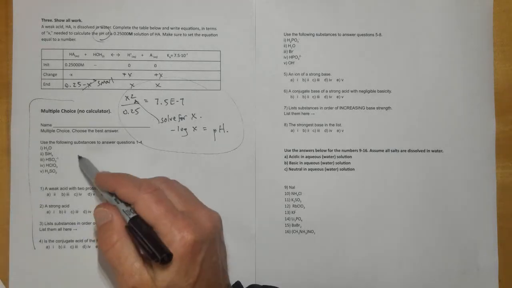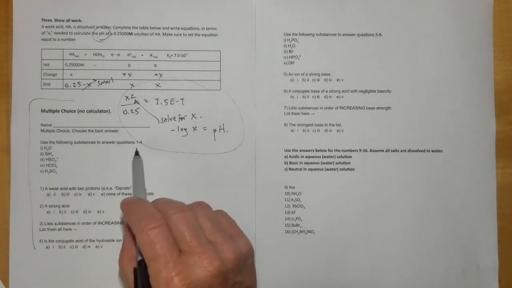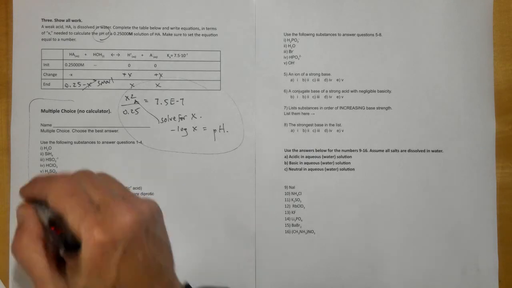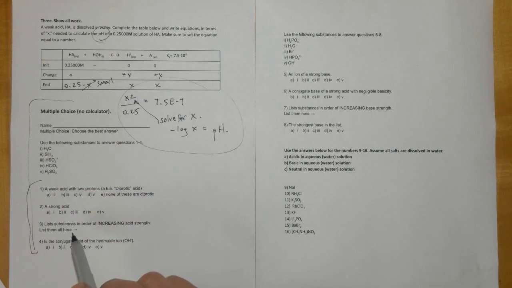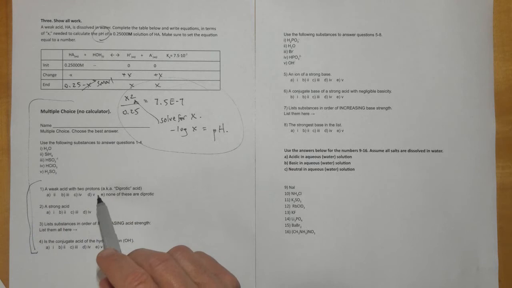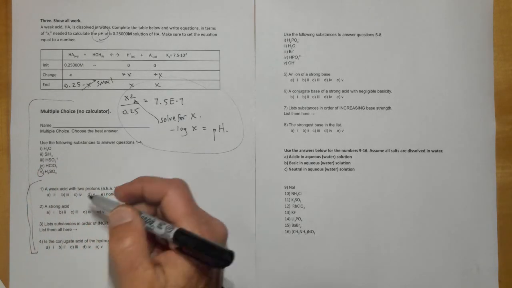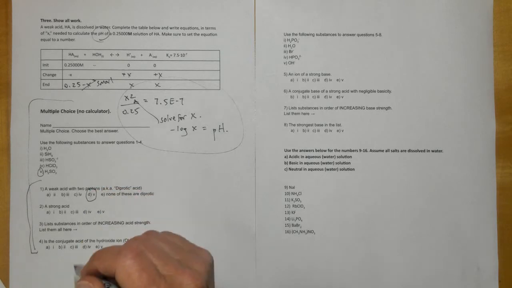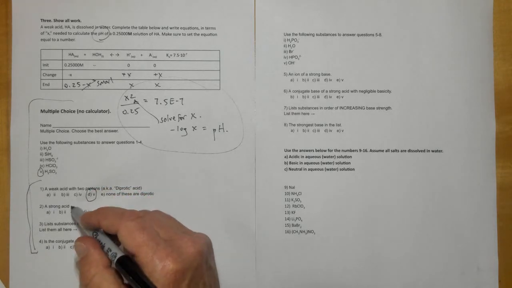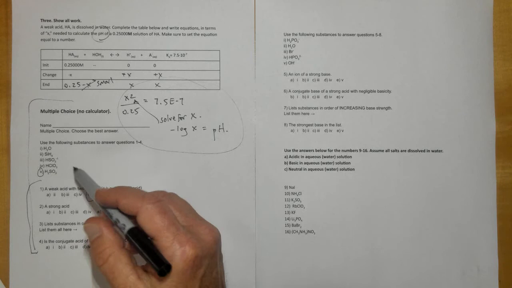Alright, so here we are on the multiple choice part. Use the following substance to answer questions 1 through 4. So these multiple choice problems. A weak acid with 2 protons would be the H2SO3 because it's got 2 protons, so that would be D, number 5. Strong acid, so HI, HCl high, HNO3 low, H2SO4, you've got to know those.